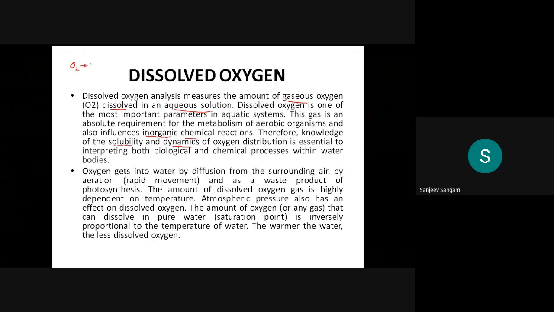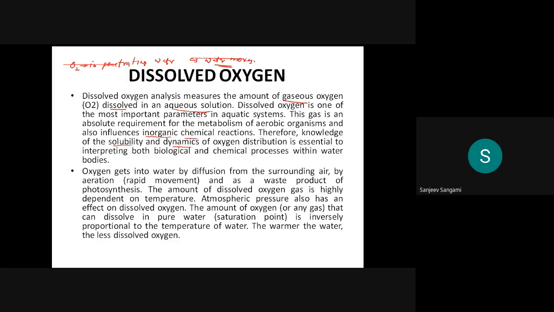So, whatever the distribution we are talking about, or the dynamics, if I say it is dynamics, how exactly the O2 is penetrating into the water body as the water moves. This we can call the dynamics of the dissolved oxygen.